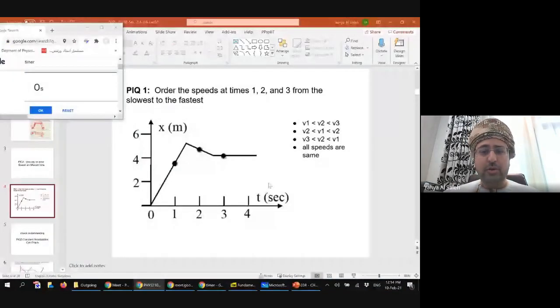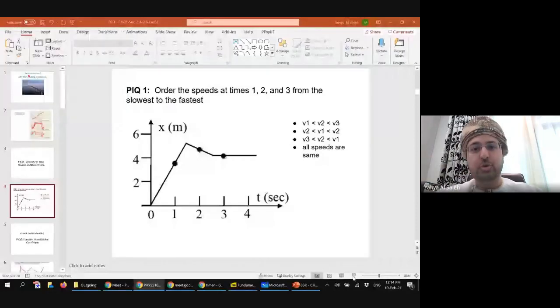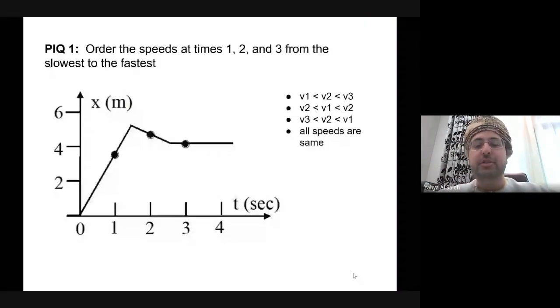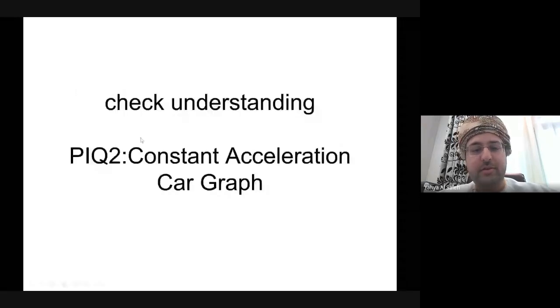So we want to look at the speeds at times 1, 2, and 3. We have a position time graph, which means that the velocity or the speed is the slope. This is one slope, this is another slope, this is a third slope.